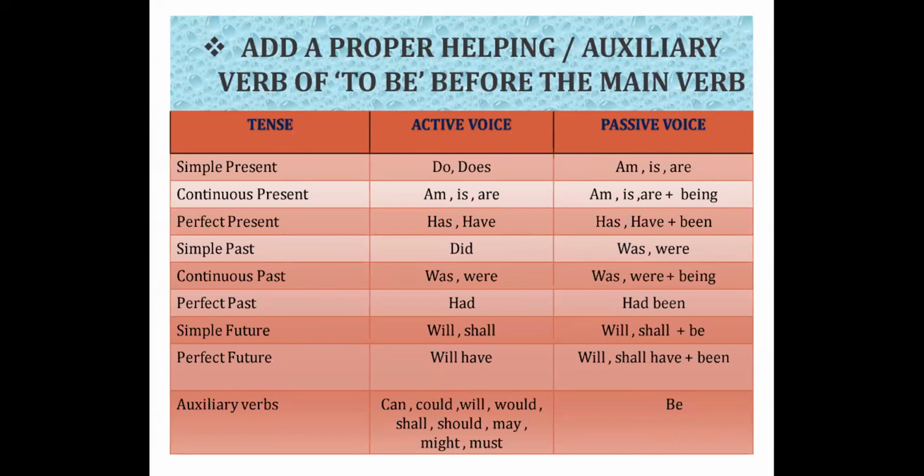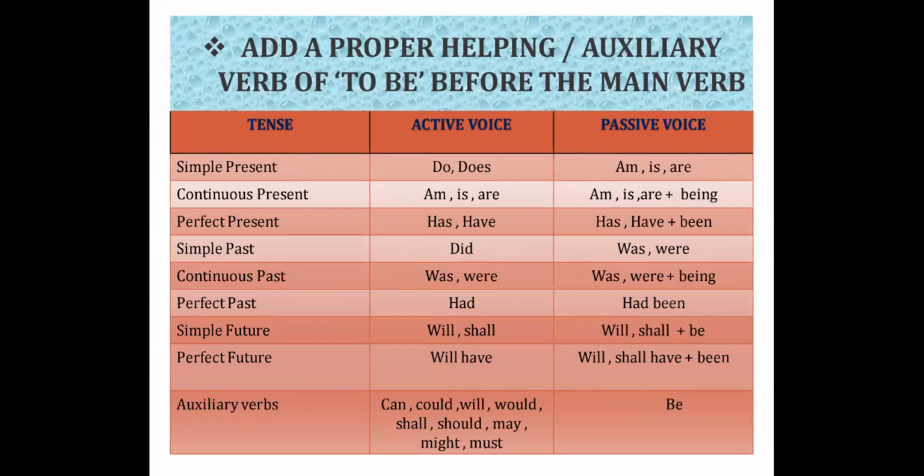When there is present perfect tense, in active voice there is have, has, we have to use has, have plus been. In simple past tense, when there is did, we have to use the auxiliary verb was or were. In past continuous tense, where there is was or were, we have to use was, were plus being. In past perfect tense, had been. In simple future tense, will or shall is there, you have to use will, shall plus be. Future perfect tense, will have, we have to use will have plus been or shall have plus been.